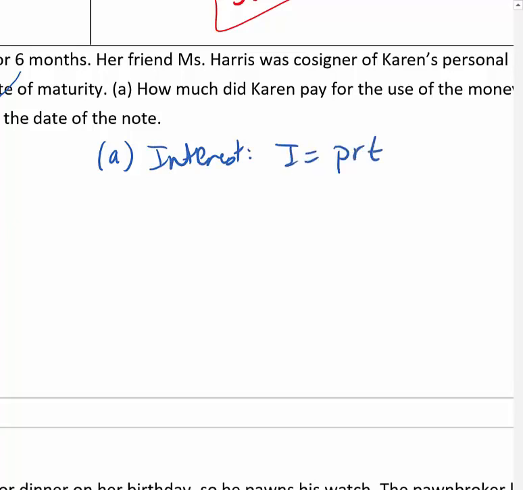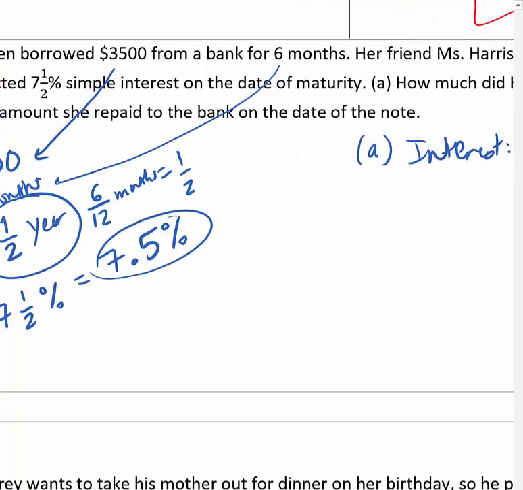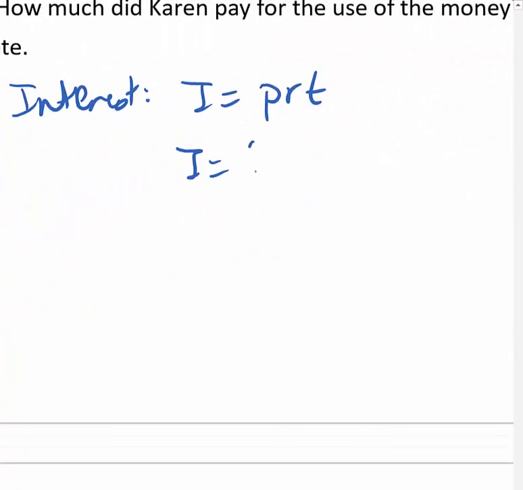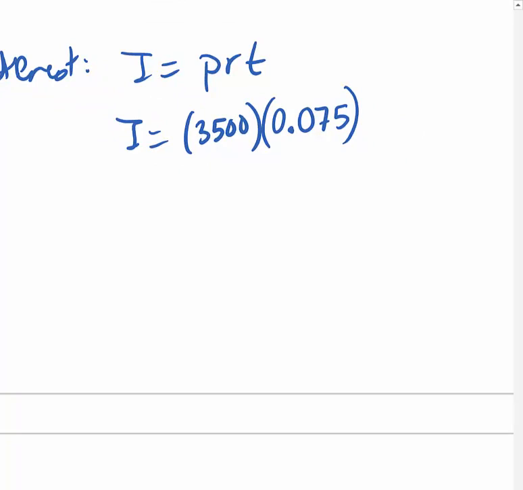P is, what did we say it was again? 3,500. Okay, 3,500. And then the interest rate we said was 7.5%, but remember we have to change that to a decimal. So I'm moving the decimal of 7.5 to the left twice, so it becomes 0.075. And then the time, I was thinking of putting 6 months, but I got to remember that it's half of a year. So that's more like it. Okay, I think if I multiply all those together, then I'm going to have the right answer.